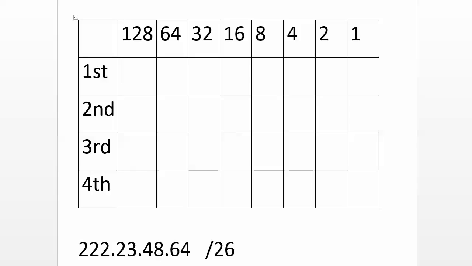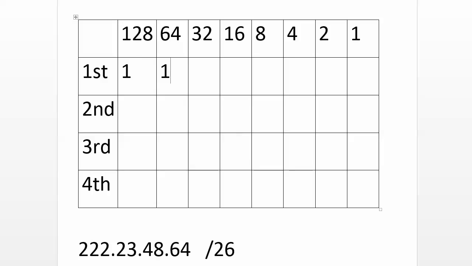Let's get some more practice with our conversions and also figuring out what the range of valid IP addresses and the broadcast address is for a given subnet. And here the subnet that has been given is 222.23.48.64/26. So let's get in a little practice with our conversions.